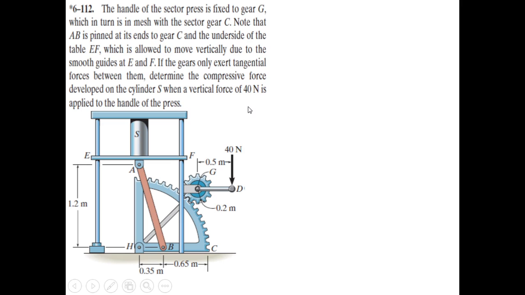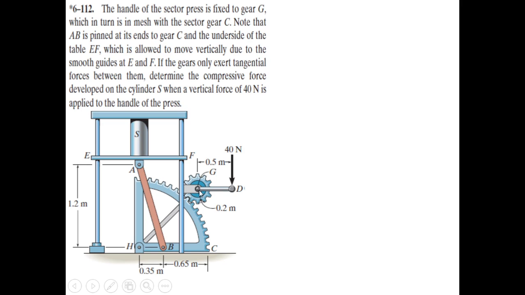I'll take 1 minute so that you can read the problem carefully. This is 6-112 from your textbook. So we have this machine here. It is composed of a sector gear C and a pinion gear G, and to this small pinion gear G we have an arm attached.